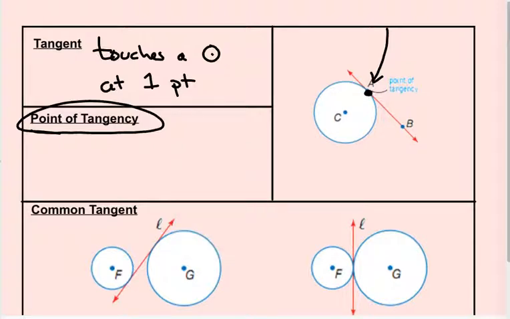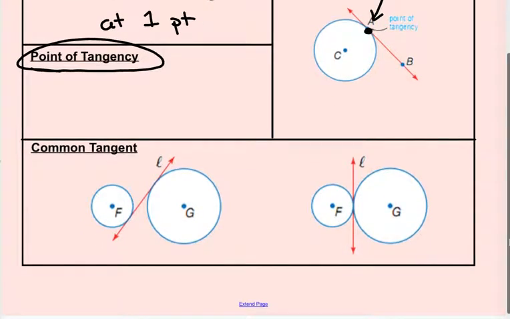A common tangent is an example here. So you see that you have one line, but it's tangent to two circles. For this line L, it touches once here, once here. For this line L here, it touches both. That is a common tangent.